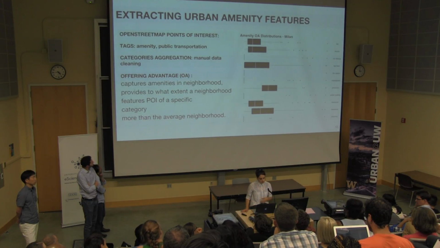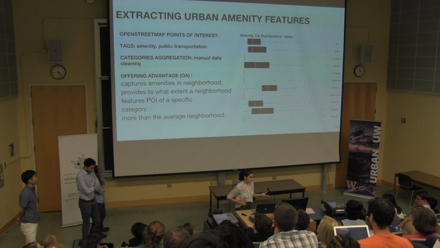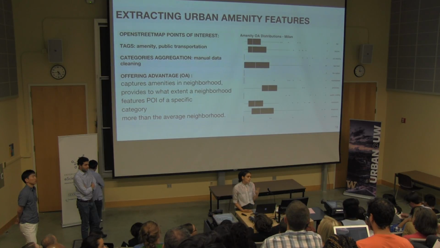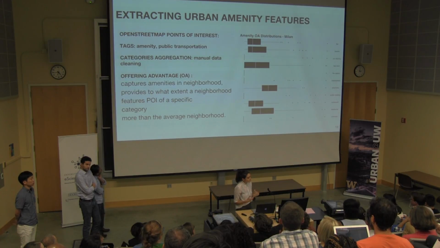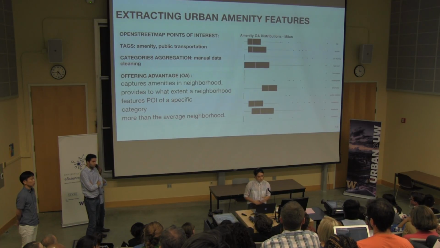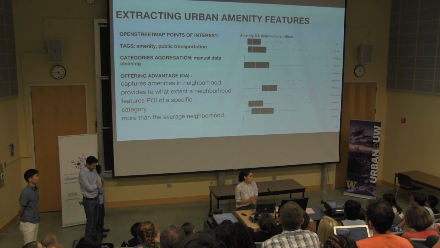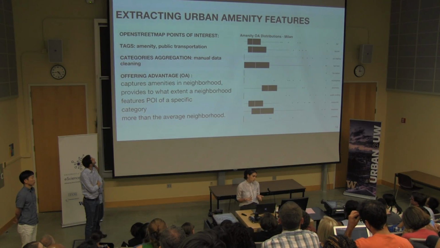two data sets. So in terms of the urban amenity features for OpenStreetMap, we have those points of interest. We extracted them based on the keys amenity and public transportation, because we're looking at points of interest that might be urban features that would indicate a spatial distribution of accessibility. And because this is crowdsourced data, a lot of the tags might be misspelled or might be very specific. So we aggregated them manually to these super categories that we could use.